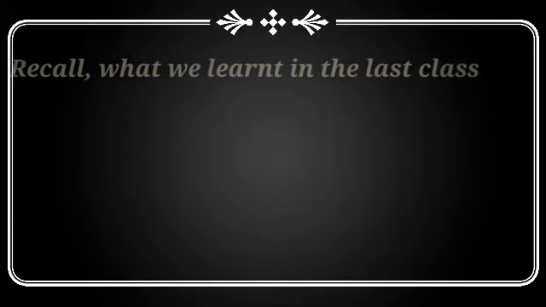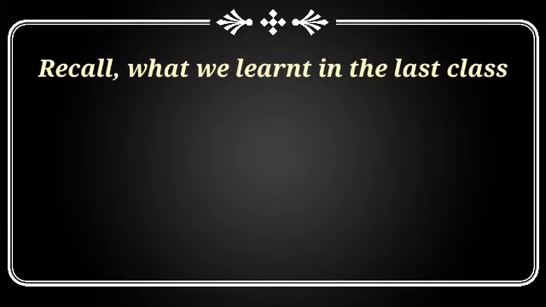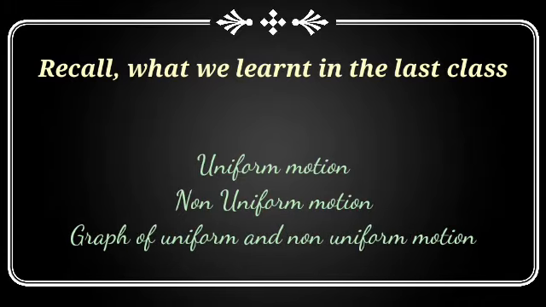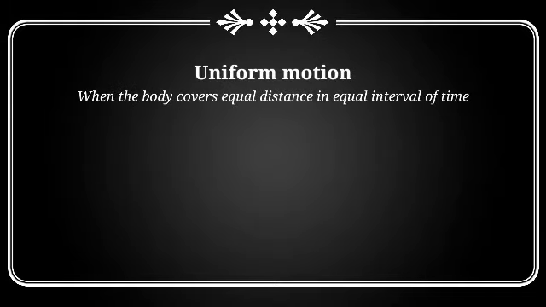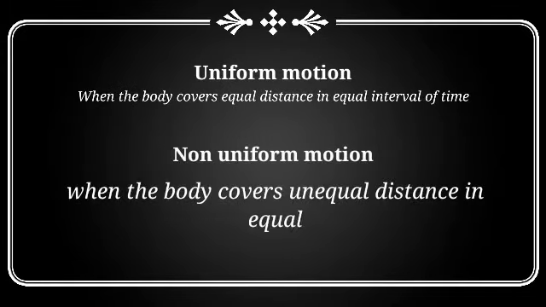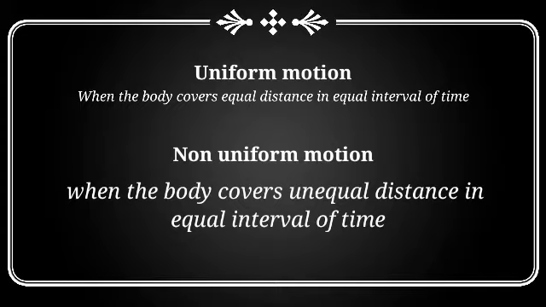We were studying motion and let us recall what we have learned in our last class. So we have studied about uniform motion, non-uniform motion and graph of uniform and non-uniform motion in the last class. So we have known that uniform motion is when the body covers equal distance in equal interval of time, and non-uniform motion is when the body covers unequal distance in equal interval of time. We have got that the graph of uniform motion is a straight line and graph of non-uniform motion is not a straight line. So now we are going to study about speed.